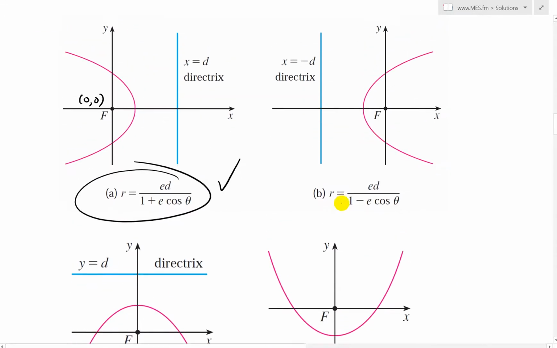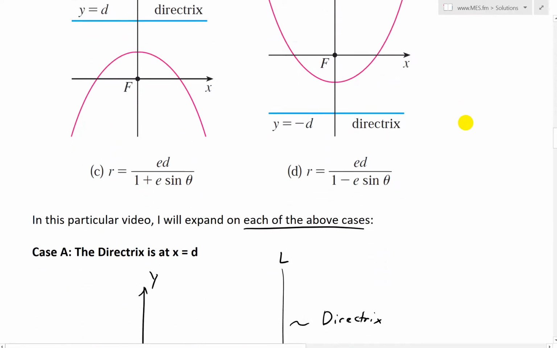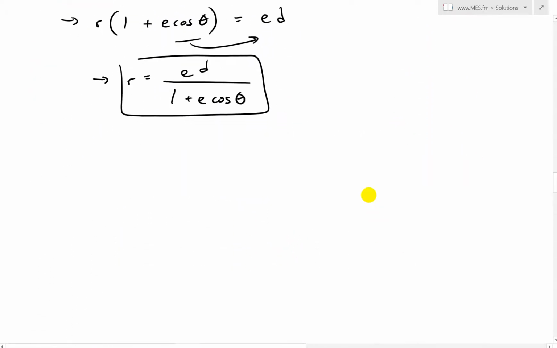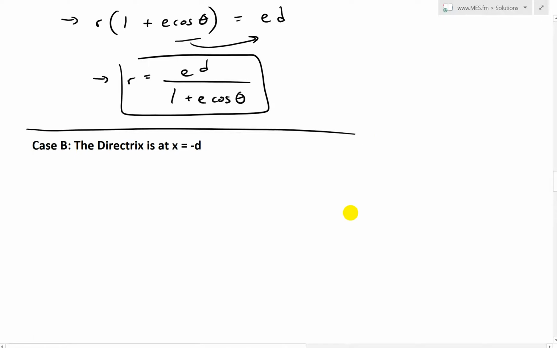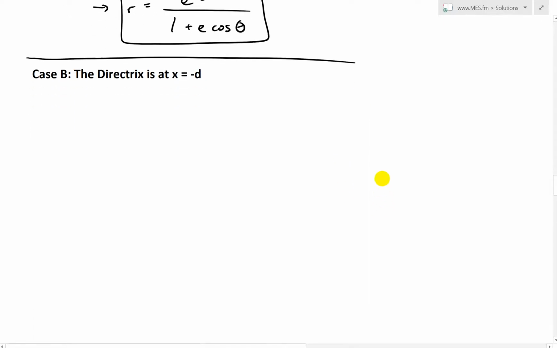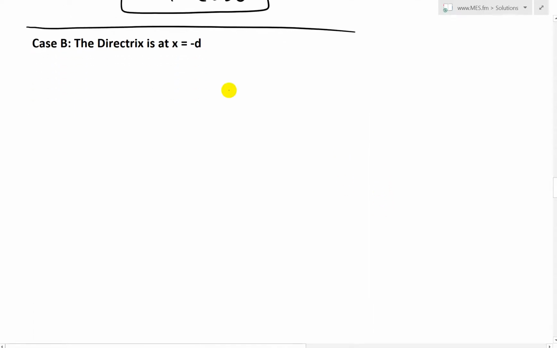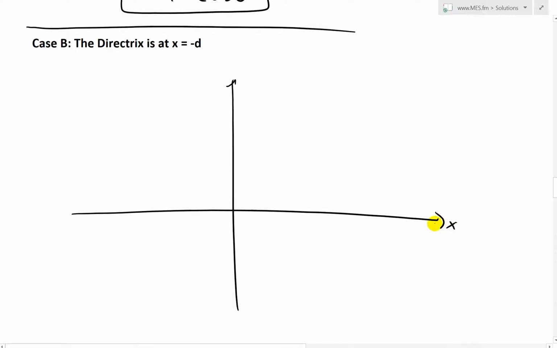Now let's look at part B, which is when the directrix is on the negative side, and see what we have. So case B, the directrix is at x equals negative d, so it's going to look something like this. I'm just going to move this graph over this way. Actually, just draw it more in the center. So this is our x, this is our y, and this is x equals d, a line like this, x equals negative d. And again, this is our directrix, or L. And then this distance here is negative d.